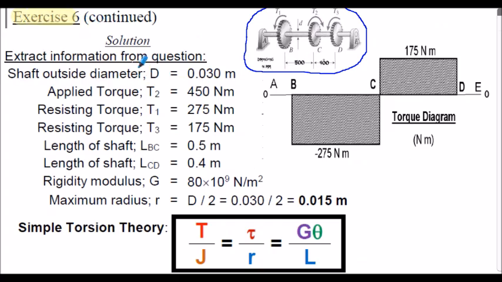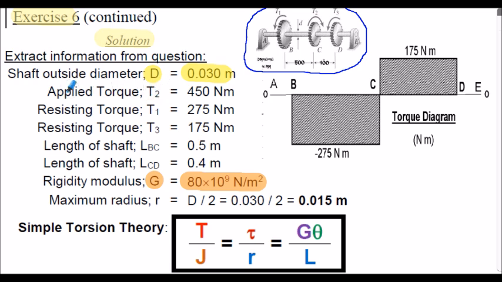Exercise 6, commencement of the solution here. To extract the information from the question, the shaft diameter was stated as 30 millimeters in the question, but I'm going to write the shaft diameter D in meters, because in this question the shear modulus is given as 80 times 10 to the 9 newtons per meter squared, so I'm going to ensure all my dimensions are in meters to prevent any unit conflict.